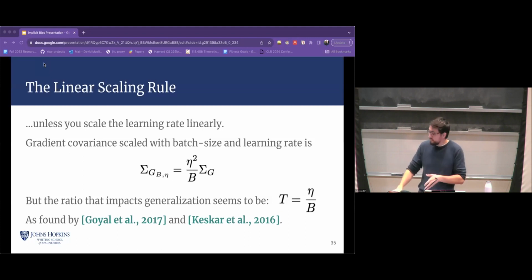But instead, the ratio that seems to determine generalization is this linear ratio of the learning rate over the batch size. This ratio is sometimes called the temperature of optimization, which is, of course, a very overloaded term. This ratio was found by Goyal and Keskar around 2016, 2017, kind of at the same time.